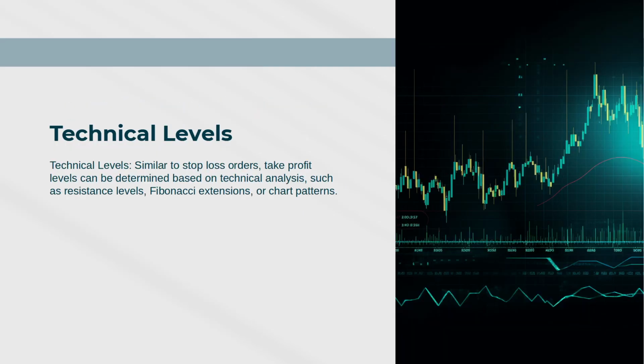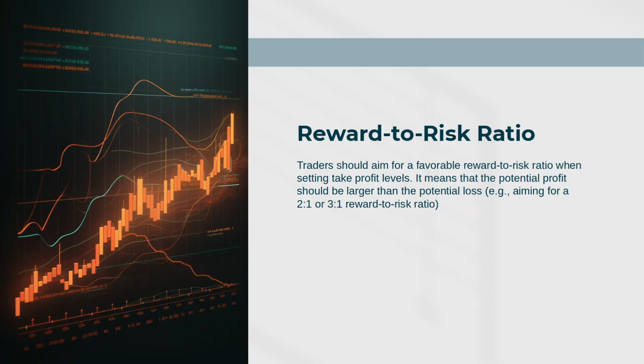Technical levels. Similar to stop-loss orders, take-profit levels can be determined based on technical analysis such as resistance levels, Fibonacci extensions, or chart patterns. Reward to risk ratio. Traders should aim for a favorable reward to risk ratio when setting take-profit levels. It means that the potential profit should be larger than the potential loss. For example, aiming for a 2-to-1 or 3-to-1 reward to risk ratio.